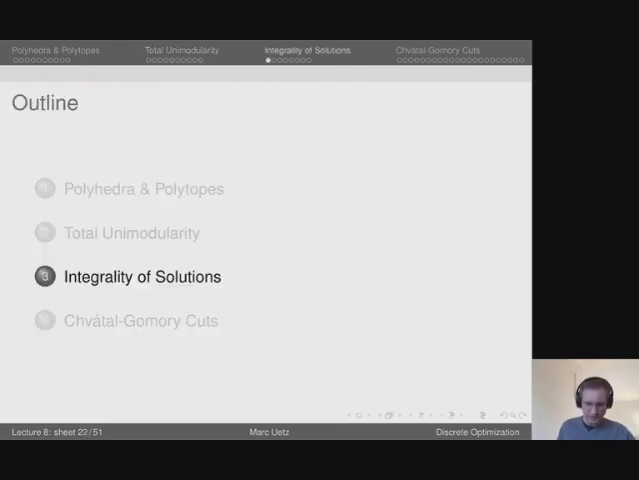So the next part is going to be about integrality of solutions to linear programming problems. Now that we have done so much theory on polyhedra, polytopes, and integrality of vertices, it's time to harvest a little bit. So let's see what we can get out of all these nice concepts. So this is about integrality of solutions.